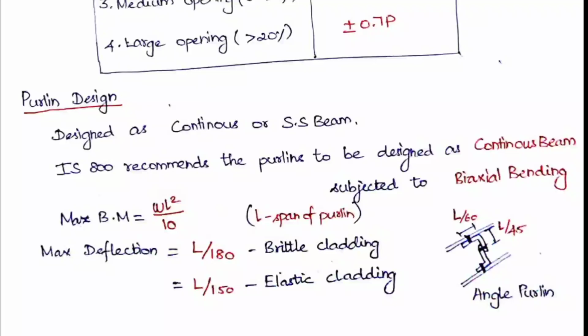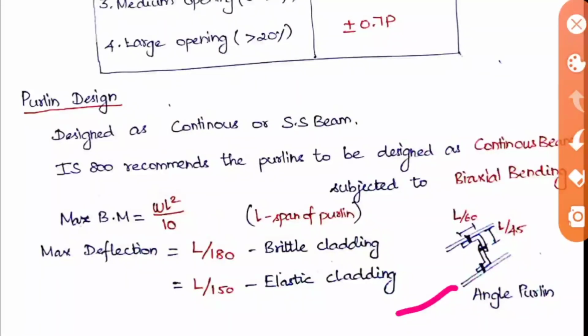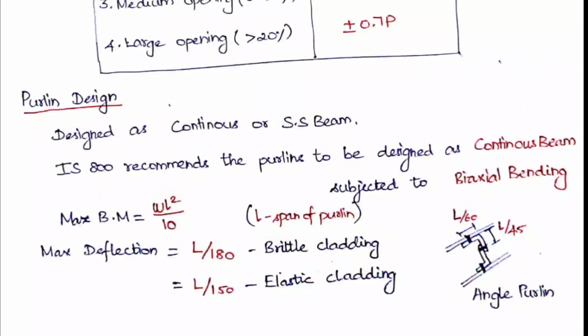Now on the right side, if you see, the diagram is given. This is for an angle purlin. As I told in the previous case with the I-shaped purlin, the I section, here they have used two angles. They have just connected two angles like this, and the bolting is given here and everything.